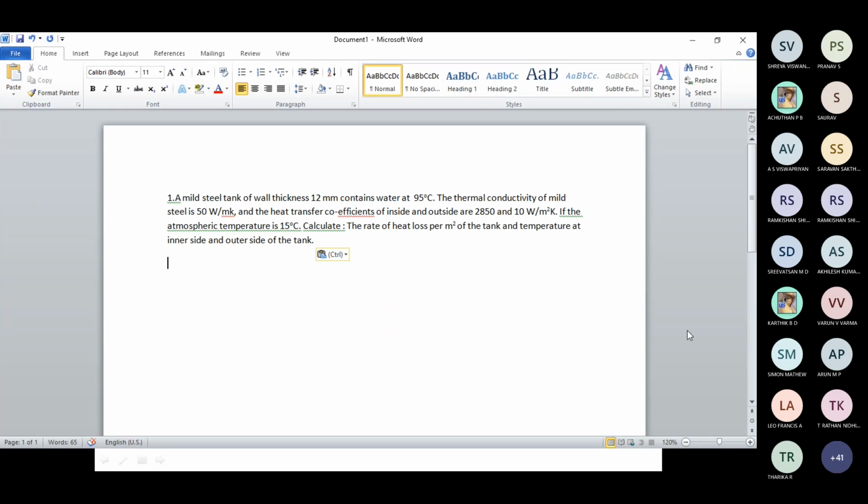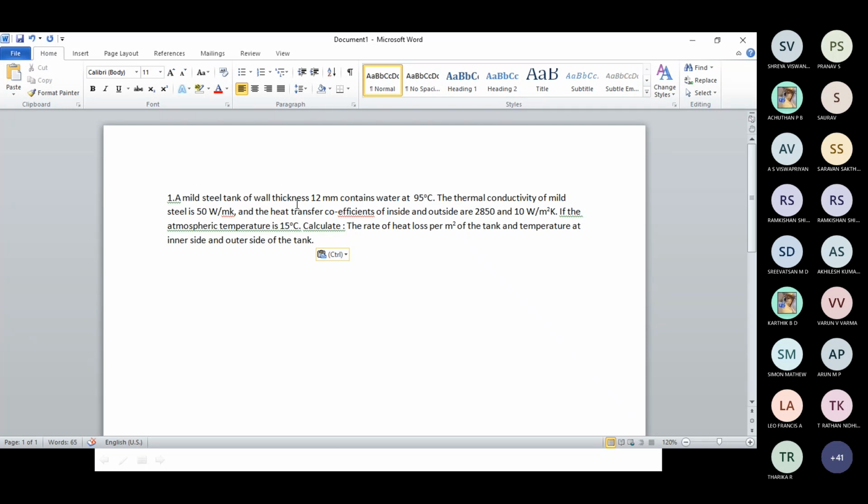Is it visible to everyone? Yes, sir. Now, just now in the previous case I told you, you have a solid, and on the inner side you have one fluid, and on the other side you will be having another fluid. The same example is here.